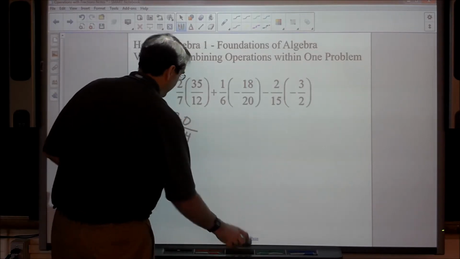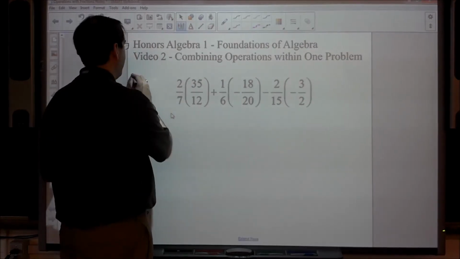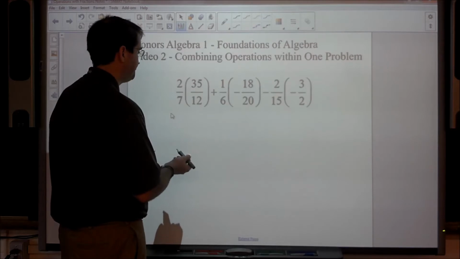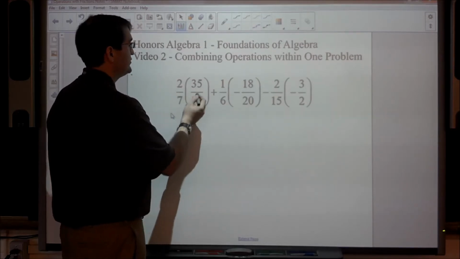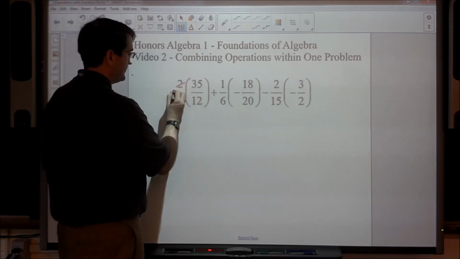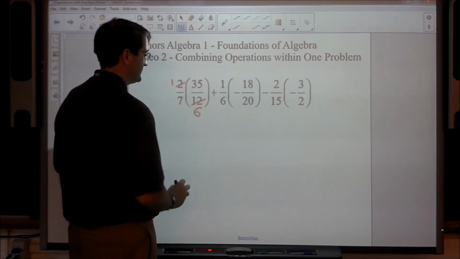But it's going to be easier in the long run if we reduce before we actually do any adding or subtracting or anything like that. Or even any multiplying for that matter. So 2 and 12, I'm going to use a red pen here. 2 and 12, they reduce. The 2 cancels away completely to a 1. The 12 turns into a 6.